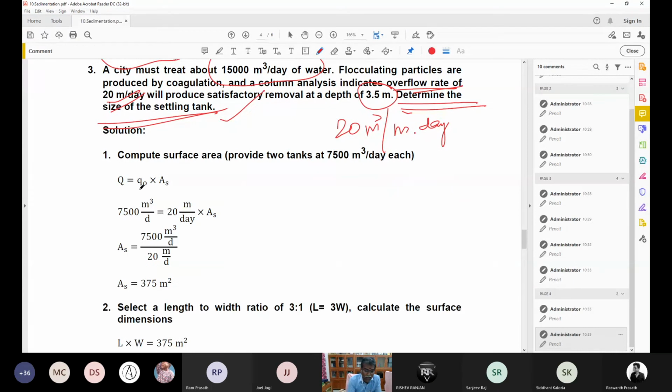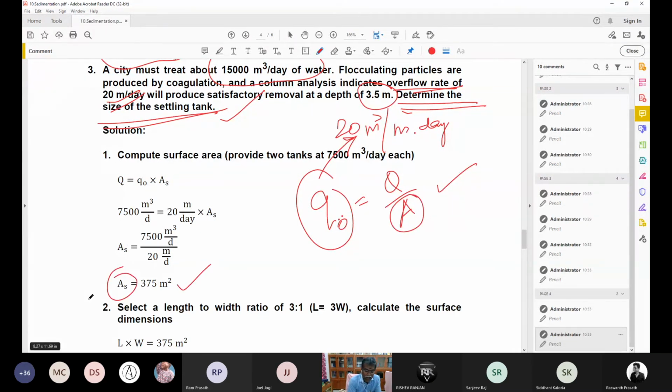Okay, it's very simple. And this is overflow rate Q0, which is equal to the formula Q by A. That is a very simple formula. Okay, so this value is directly given as 20. 20 is equal to Q by A. So A is the unknown factor. You just find out the area of the tank. Is it okay? This is given, this is also known, and this is the unknown value.